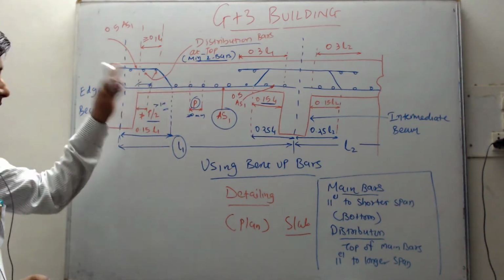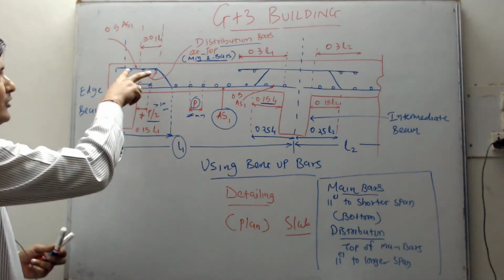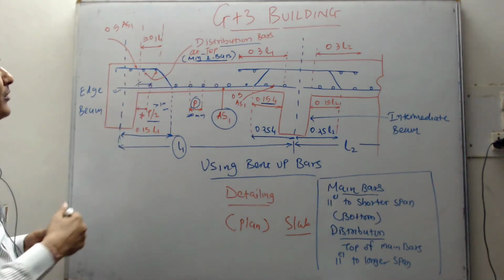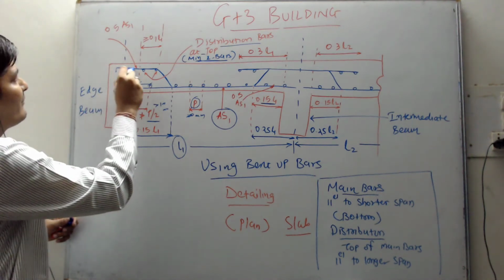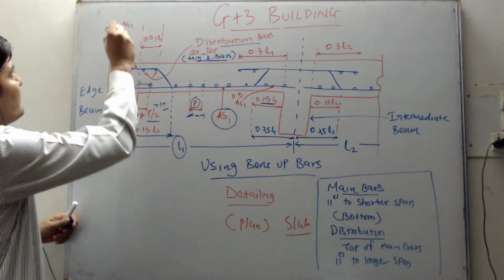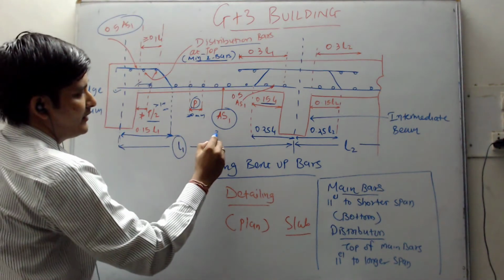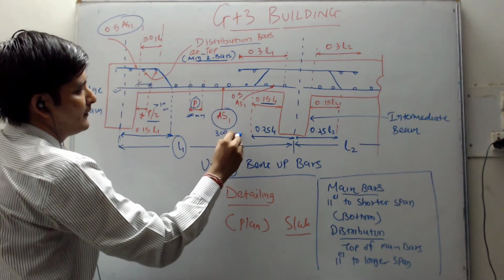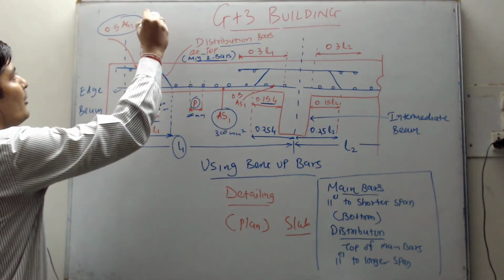In the bent up bars, we need to provide a minimum of 2 distribution bars at the top also, right? So this is also an important thing. And the second thing is that whatever bent ups are coming here at the top, that bent up should be at least 0.5 AS1. So suppose this is 300 mm square, so here it should be at least 150 mm square.